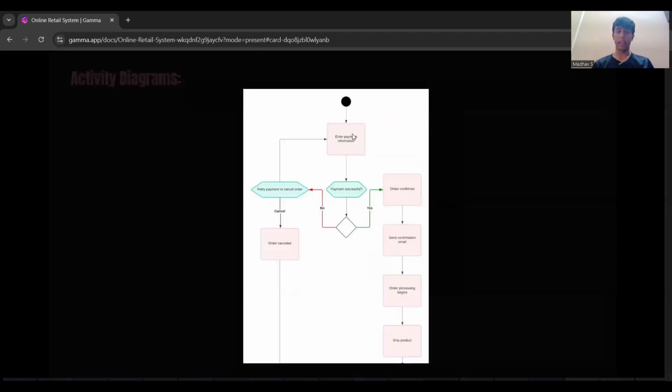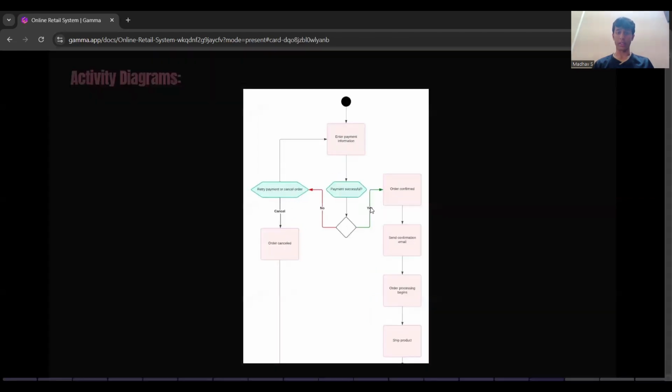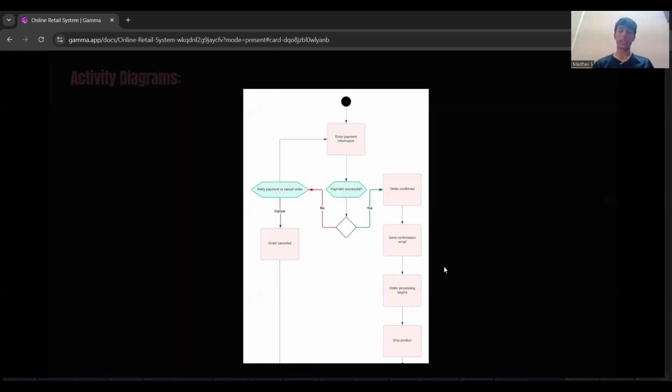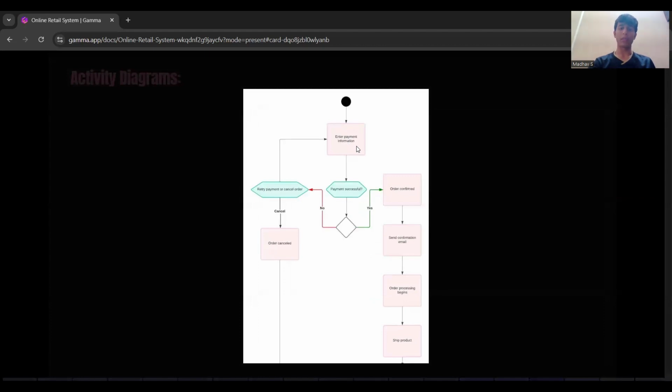This is an activity diagram. In this activity diagram, this also consists of two black dots, one for start and one for stop. So here, payment information is given by the customer. If the payment is successful, the order is confirmed. If the payment is not successful, the customer again has an option to either retry the payment or cancel order.